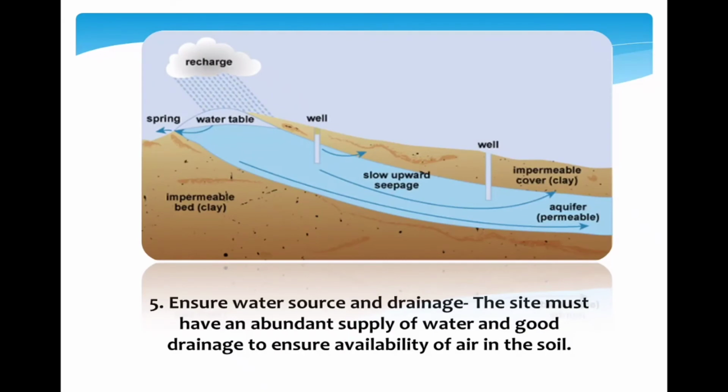Next, number 5, ensure water source and drainage. So this site must have an abundant supply of water and good drainage to ensure availability of air in the soil.